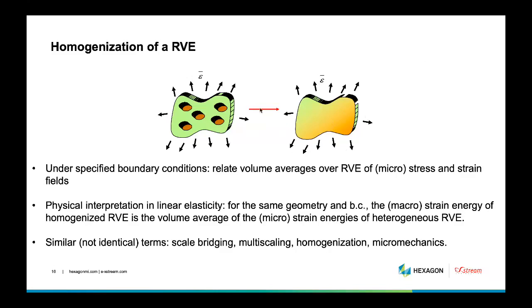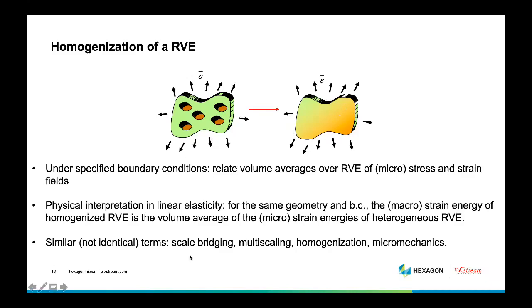And we can show that going from here to here means that we are able to relate the volume average of the stress field inside this volume element, that is called the micro stress field, to the volume average of the strain field inside the volume element, that is called the micro strain field. So homogenization is about relating the volume average over the RVE of the stress field and the volume average over the RVE of the strain field. And there is a nice physical interpretation about that, at least in linear elasticity. Replacing this heterogeneous RVE with this homogeneous one means that the strain energy or the elastic energy of this homogenized RVE is equal to the volume average of the strain energies at the micro level.